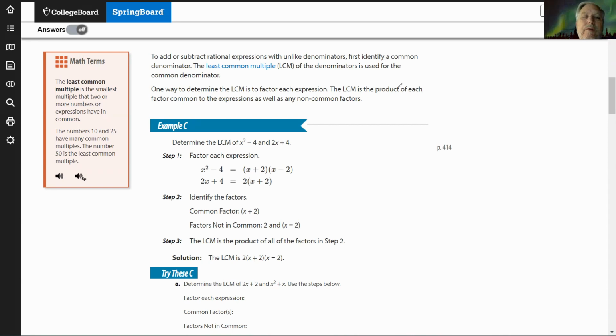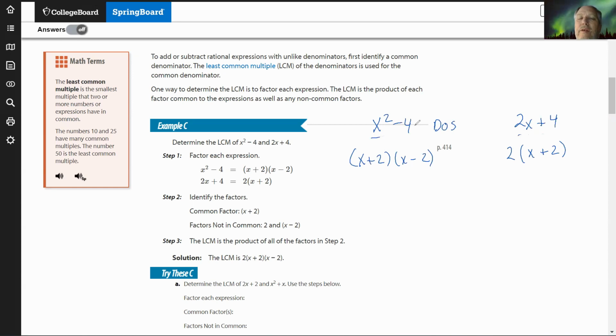So what we want to do is factor each one of these. We're going to do x squared minus 4, and that's a difference of squares, so that's going to end up being x plus 2, x minus 2. So that's factored down, the first one. Now the second one, we have 2x plus 4. And when we factor that, I can factor out a 2. That's going to leave me with 2x divided by 2 is just x, and then 4 divided by 2 is, of course, 2.